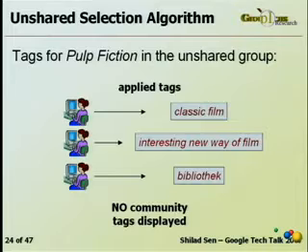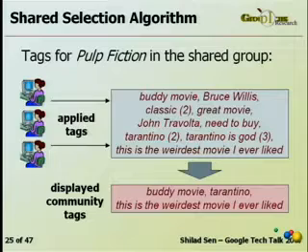So let me describe the 4 different groups. The first group we called unshared. And in this group, users did not see other users' tags. So 3 different users, these are actual real examples from our website, applied 3 different tags to the movie Pulp Fiction, and none of the users saw each other's tags. The second group is called the shared group. And in the shared group, all the tags by all users in the group for the movie Pulp Fiction get grouped together, and then we randomly pick a selection of tags to show the user.